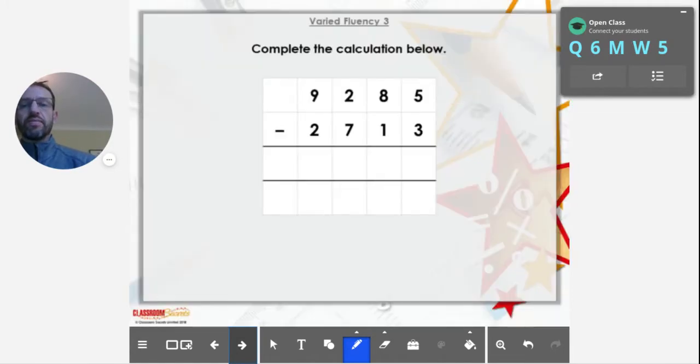Fantastic. Just completing the calculation, again with subtraction, like we did yesterday with addition. You're going to work from the right-hand side.